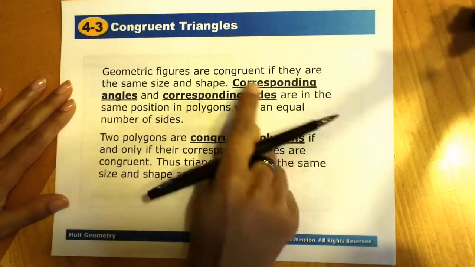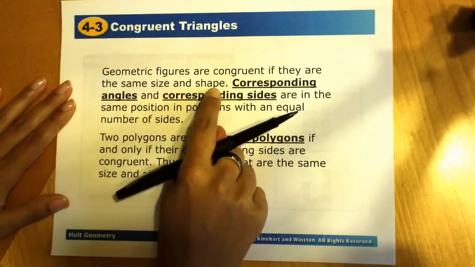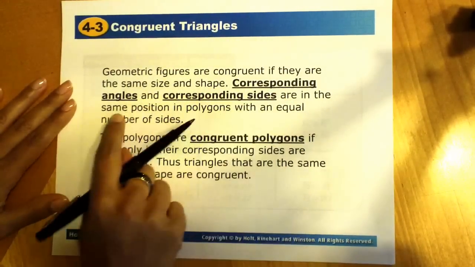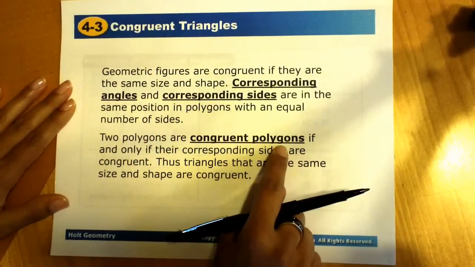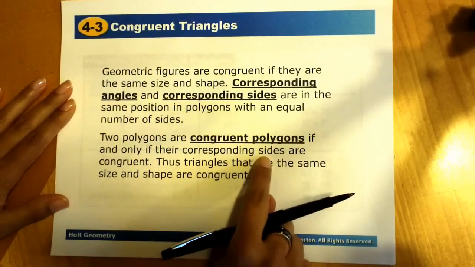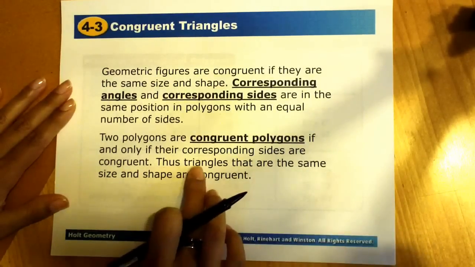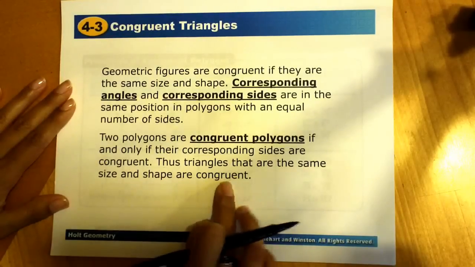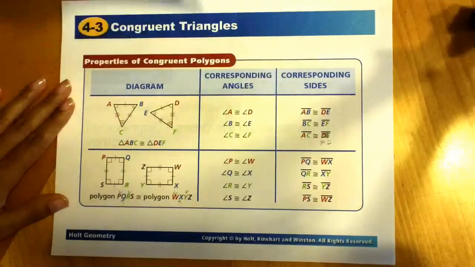First, we're going to talk about when figures are congruent. They're congruent if they are the same size and shape. Corresponding angles and corresponding sides are going to be in the same position. If I have two congruent polygons, then their corresponding sides are congruent. That means that when I have triangles that are the same size and shape, they are also going to be congruent. We're going to see an example of all that on the next page.